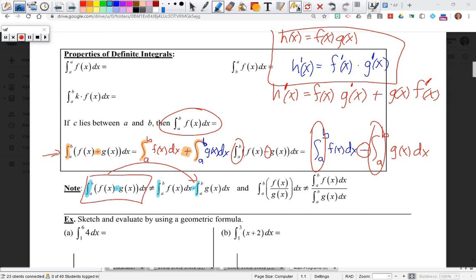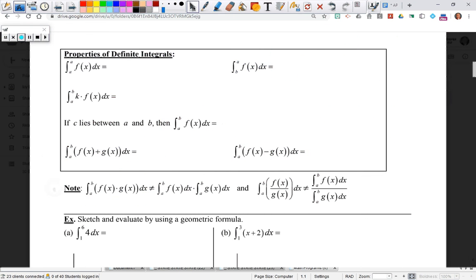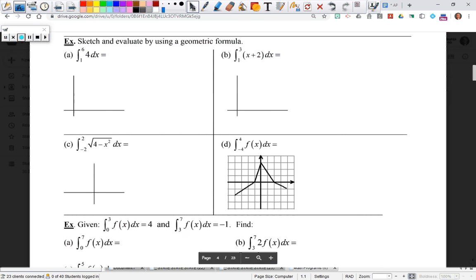So let's see what you've learned. I know it's been a minute since we've done geometry. Hopefully it comes back. We're going to sketch and evaluate by using geometry. Okay? Who thinks they know what the answer is to that first? It's 20. Okay. And only because she was here during Eagle time and I was helping someone on that. No worries. So here's how you do it.